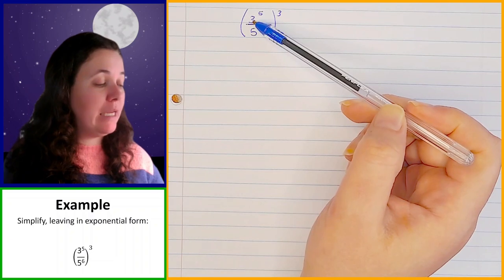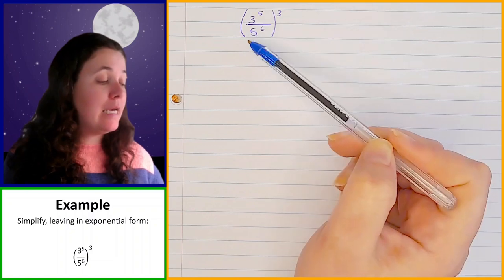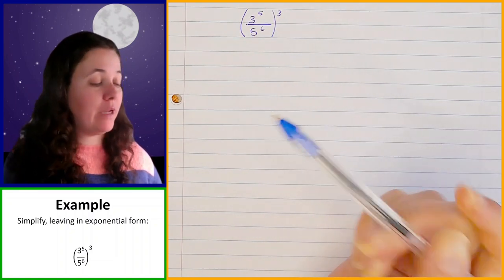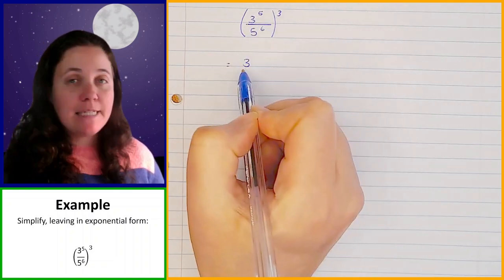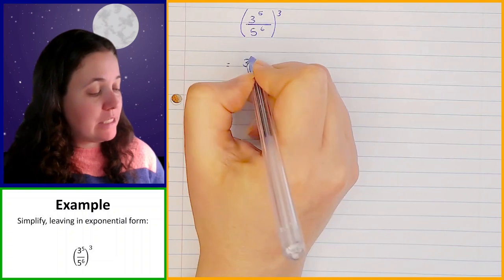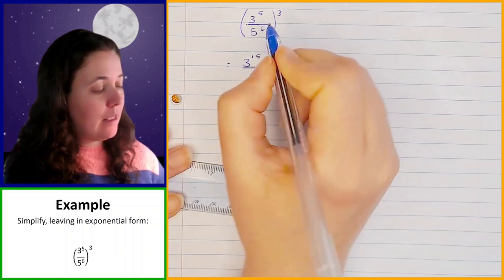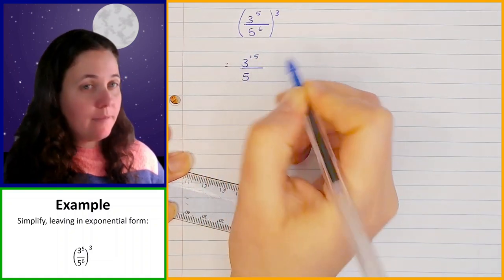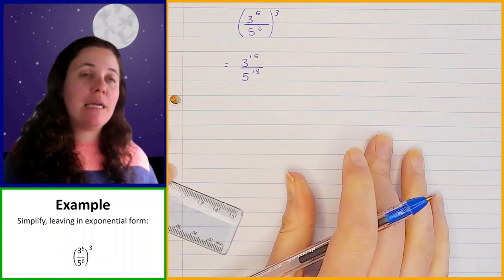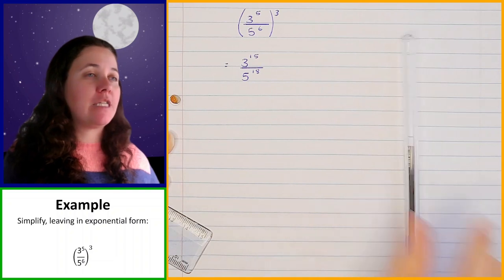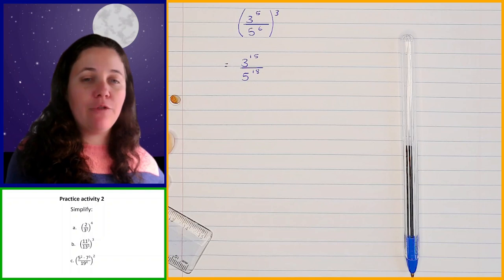So I'm going to take my 3, I'm going to raise the 3 to the power of 5 to the power of 3. I'm going to raise the 5 to the power of 6 also to the power of 3. Okay, so I'm going to end up with this. So my 3 stays the same, but I have 5 times 3 is 15, over 5 to the power of 6 times 3, which is 18. So that is what you should get for that example. Okay, so now I'm going to give you a few that you're going to work on for yourself. And I'm going to give you 2 minutes to work on these.